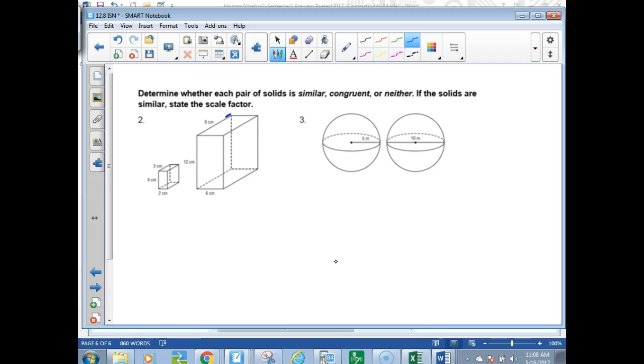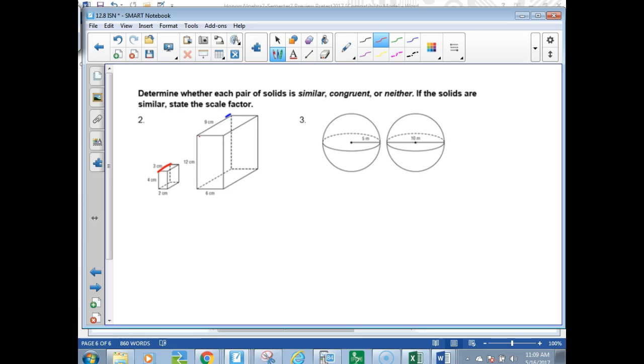They're not the same. They're a ratio of 1 to 2. One is twice the size of the other. Determine whether each pair of solids is similar, congruent, or neither. This is a type of question on your final exam. You will need to compare whether all of the ratios are the same.